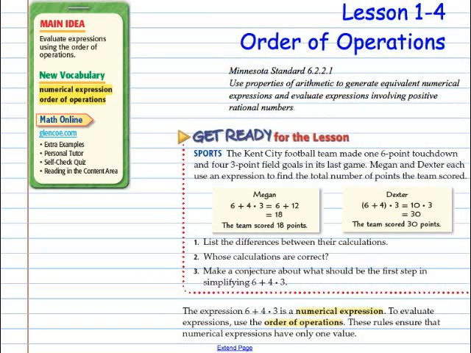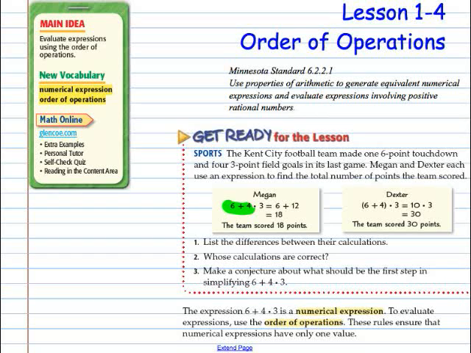This is lesson 1-4, Order of Operations. The Kent City football team made one 6-point touchdown and 4 3-point field goals in its last game. Megan and Dexter each use an expression to find the total number of points the team scored. Question number 1. List the difference between their expressions.